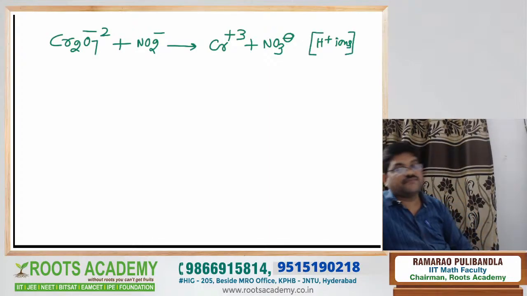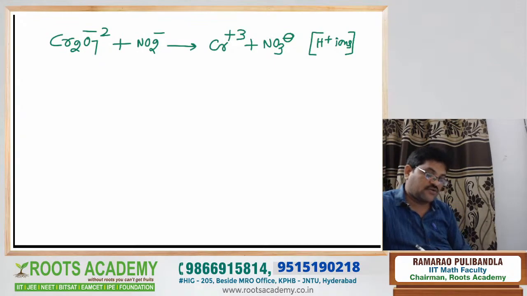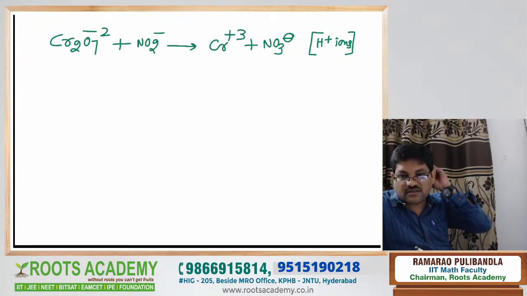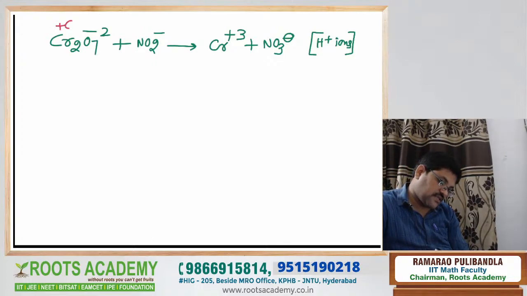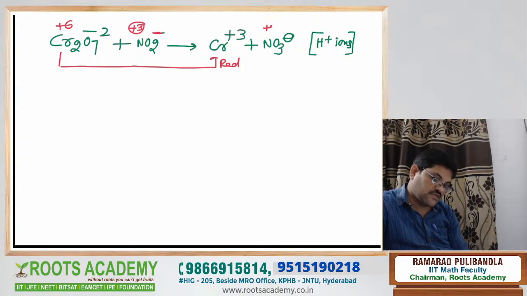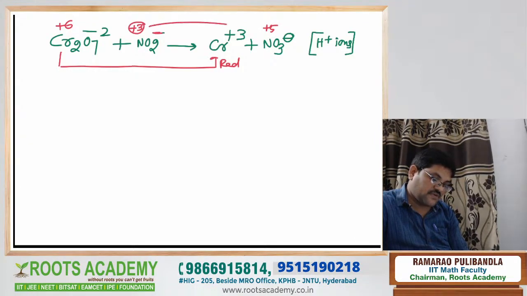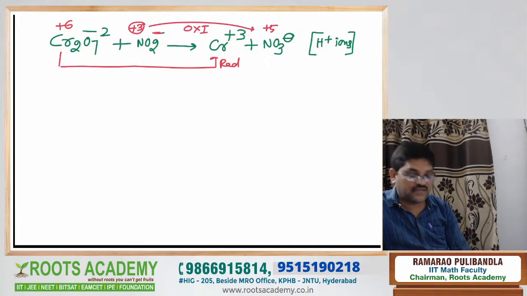First you check the oxidation and reduction reactions. Take chromium first: it is plus 6 in the reactant and plus 3 in the product, so plus 6 becoming plus 3 is reduction. In NO2 minus, nitrogen is plus 3, and in NO3 minus, nitrogen is plus 5. So plus 3 becoming plus 5 is oxidation.